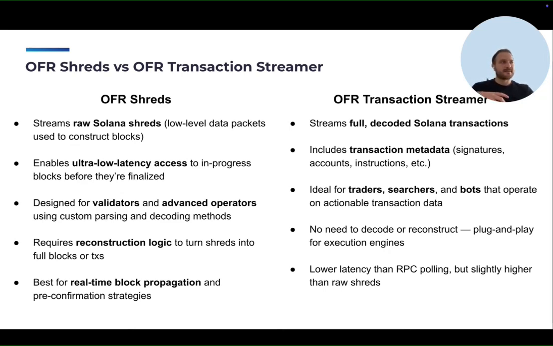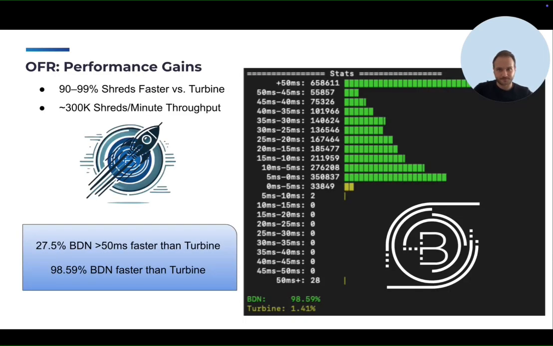However, if you are someone like a searcher or a trader performing different types of on-chain trading strategies, you may be more interested just in the transactions themselves. And there's a lot of technical overhead which comes with parsing and decoding shreds. So we also have the ability for you to stream the already processed shreds in the form of transactions, which may be a lot better for your use case. But either way, you're getting access to this data a lot quicker than you would through default turbine propagation.